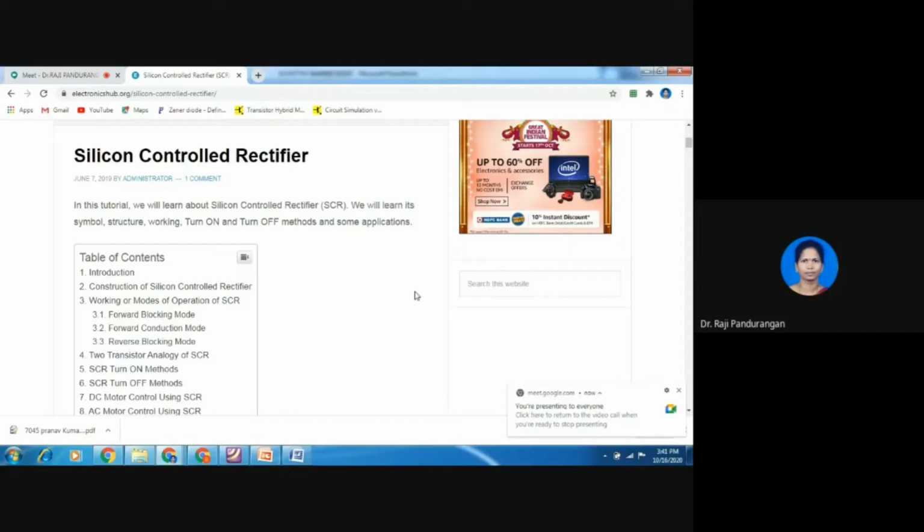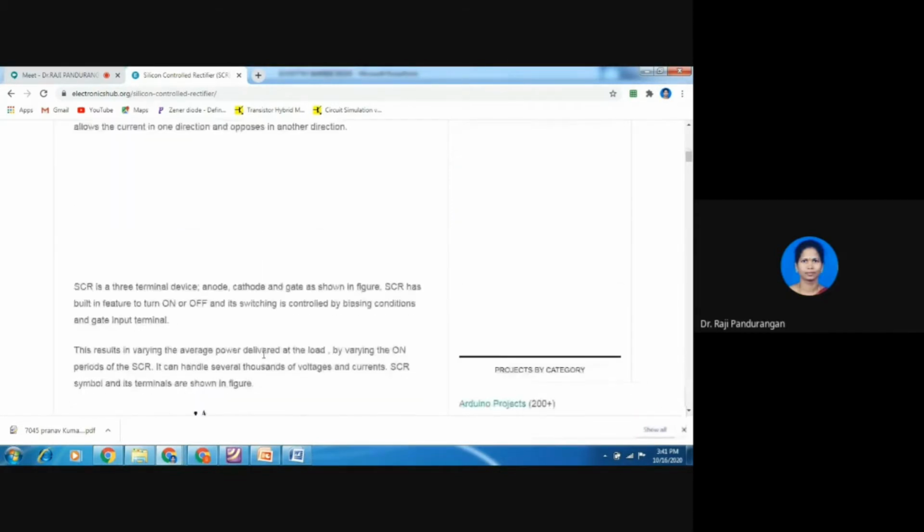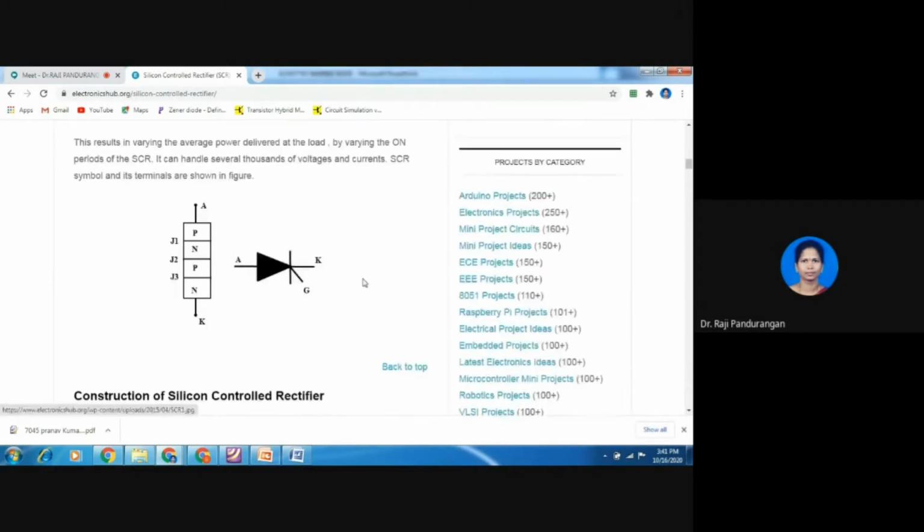Called SCR, and how it is constructed, the construction part, will be clearly mentioned here. You can observe the diagram. In this diagram, you can see how it is constructed. SCR will be constructed using 4 layers here: first P and N, P and N. So 4 layers.